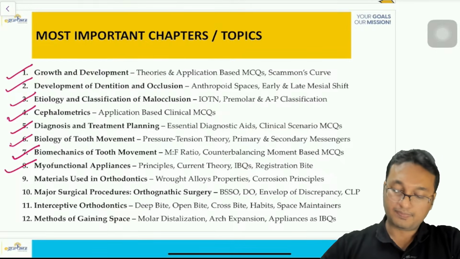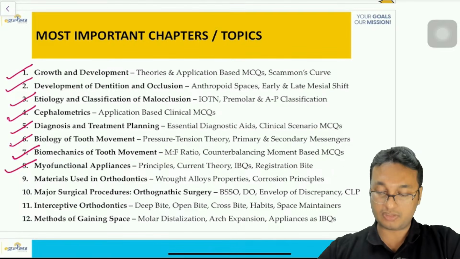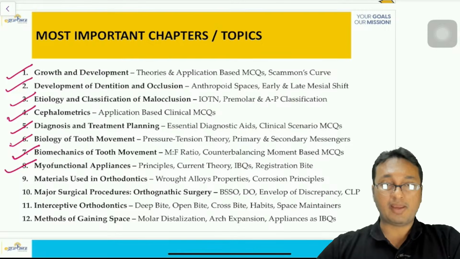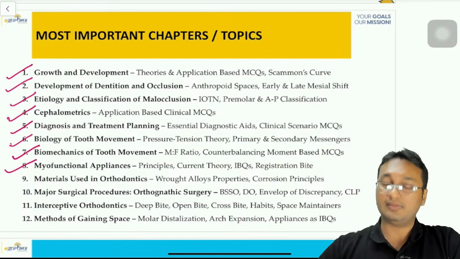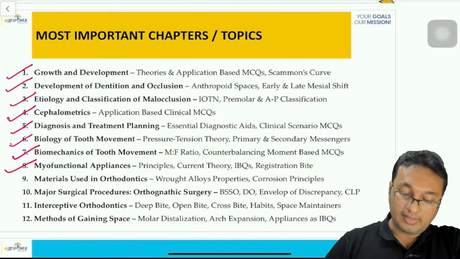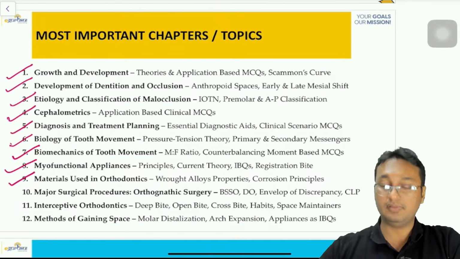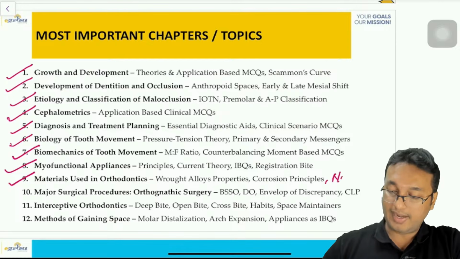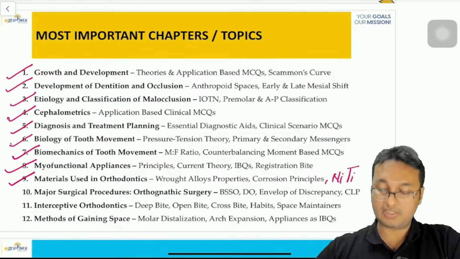Myofunctional appliances, principles, current theories, image based questions, registration by bite, concepts behind registration by bite, the mechanism of action, concept behind the tongue and its importance in myofunctional appliances, questions like that. Then again, materials used in orthodontics, yet another important chapter, wrought alloy properties, especially corrosion principles. Questions like these can be asked on a very frequent basis. Then nickel titanium, superelasticity, shape memory effect, questions like that.